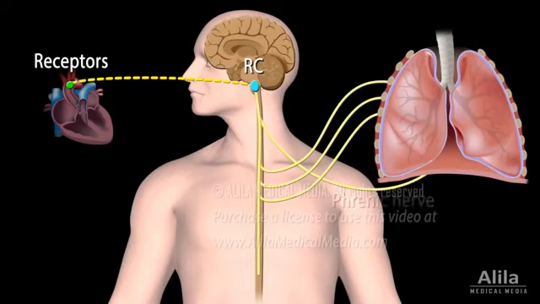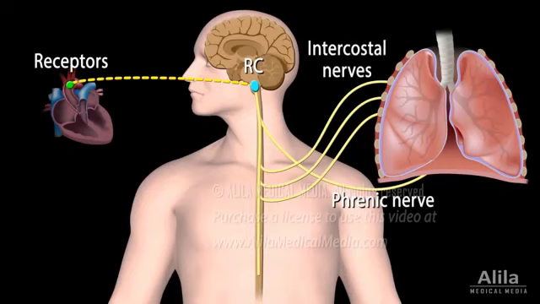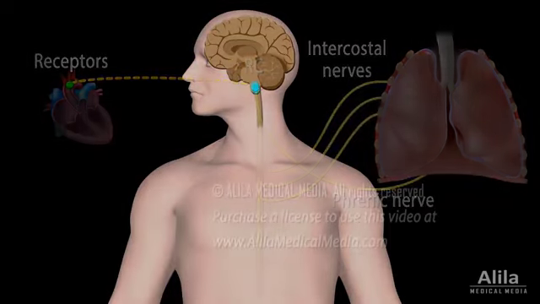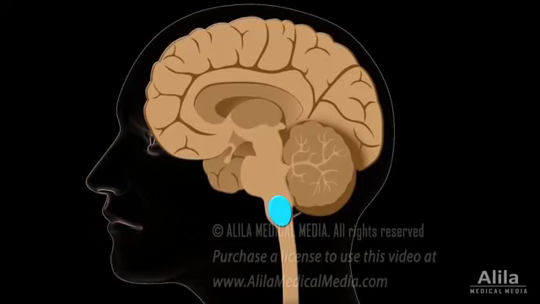Of most importance are phrenic nerves, which control the diaphragm, and intercostal nerves, which innervate intercostal muscles. While the functional anatomy of the human respiratory center is complex and not entirely clear, the current consensus is that the primary center is composed of several areas in the medulla.